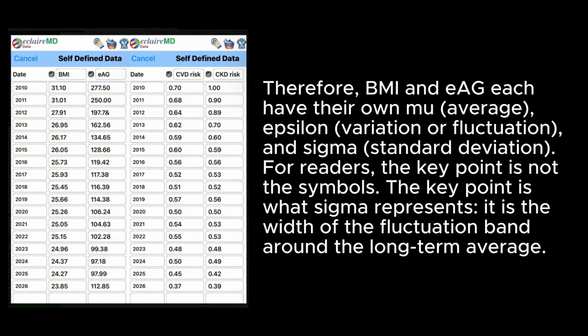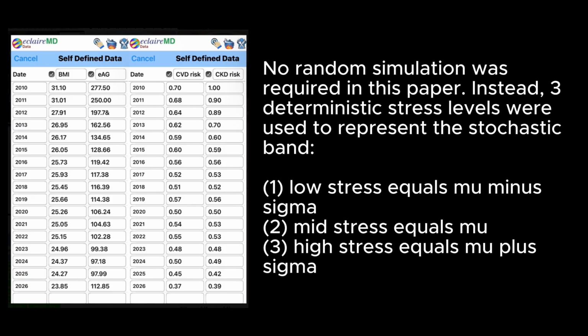For readers, the key point is not the symbols. The key point is what sigma represents. It is the width of the fluctuation band around the long-term average. No random simulation was required in this paper. Instead, 3 deterministic stress levels were used to represent the stochastic band.